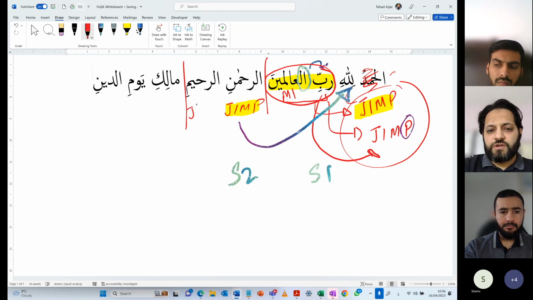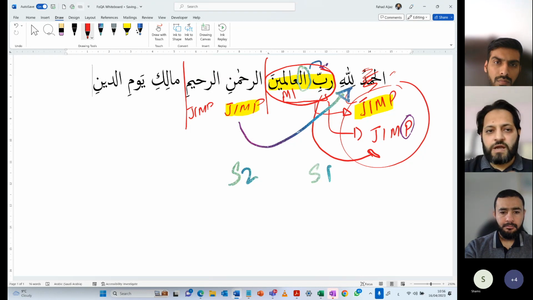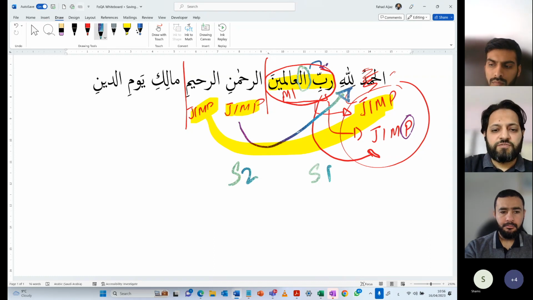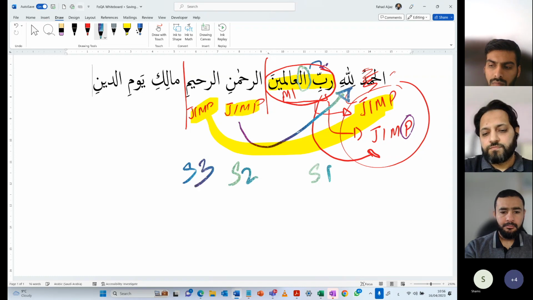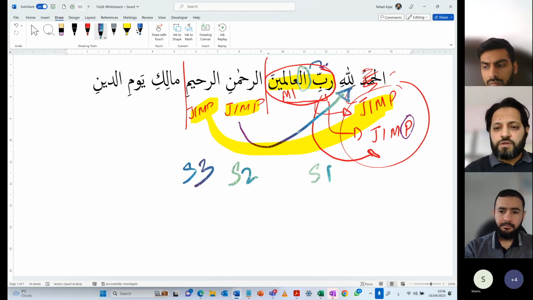Ar-Rahimi: jar, singular, masculine, proper. Again, it connects with the word Allah. The most merciful, Sifah number 3. Everyone sees that? You see how it is structured? It's very structured. So everything is connected.